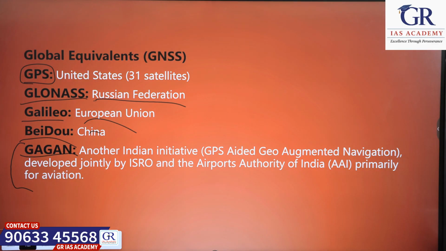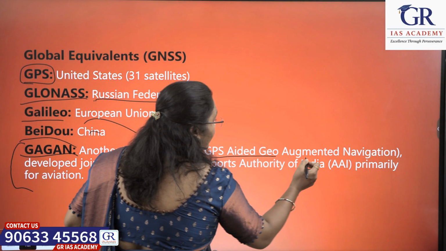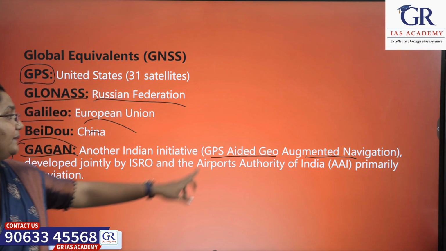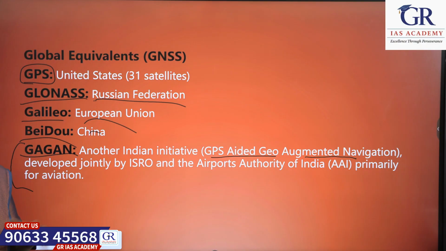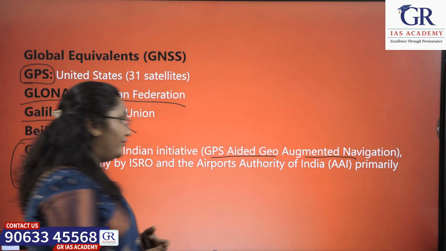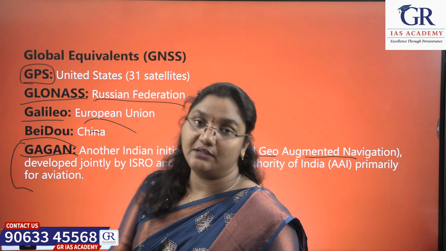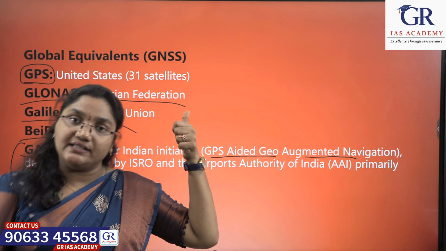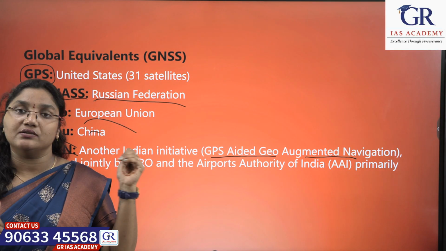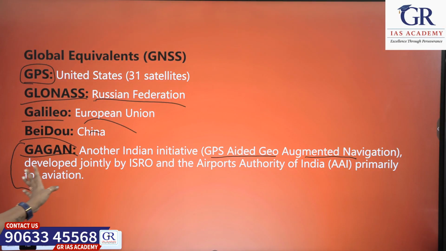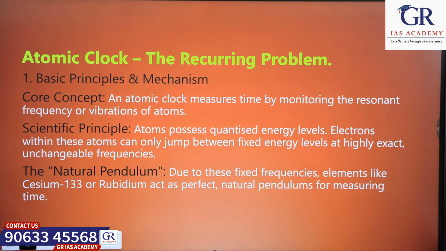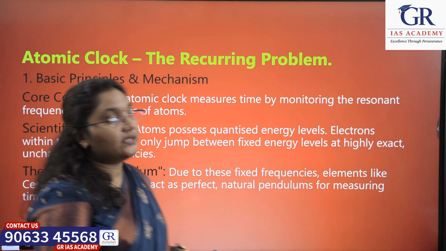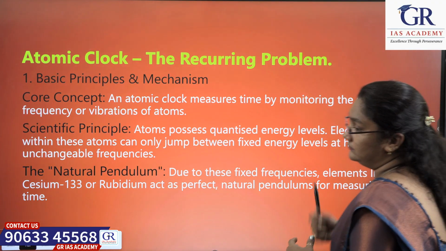Gagan is another Indian initiative, GPS Aided Geo Augmented Navigation, developed jointly by ISRO and the Airports Authority of India, primarily used for aviation purposes. NavIC is for commercial purposes or local use by people, but Gagan is mainly developed for aviation. Okay, next, I have already told you that for calculating time they use the atomic clock mechanism.